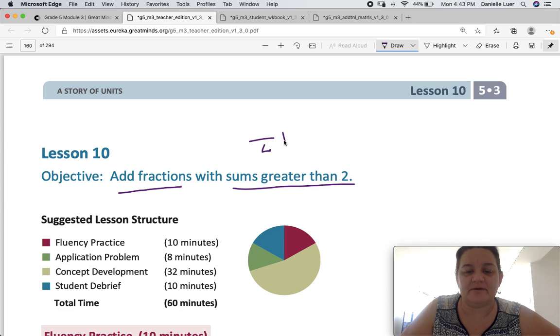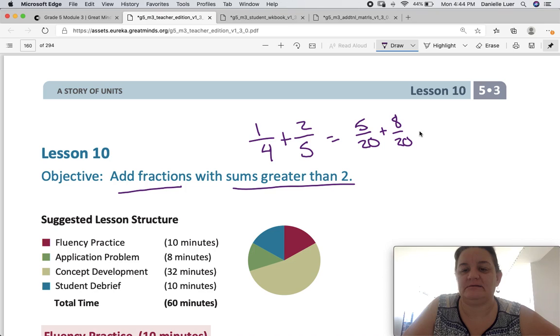So 4 plus 5. That was 1 and that was 2. It would be 5/20 plus 8/20 equals 13/20. Okay? So remember, we have to find our common denominator there.